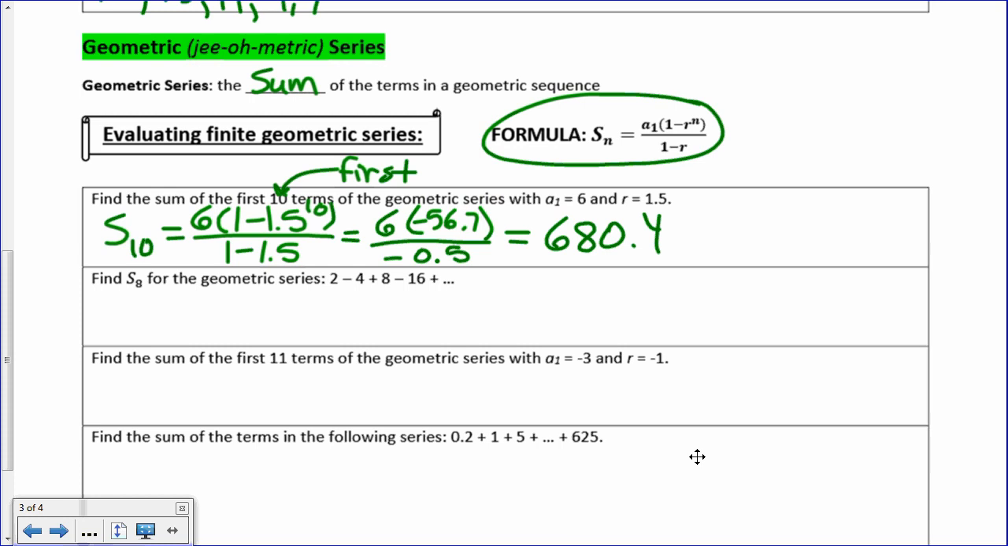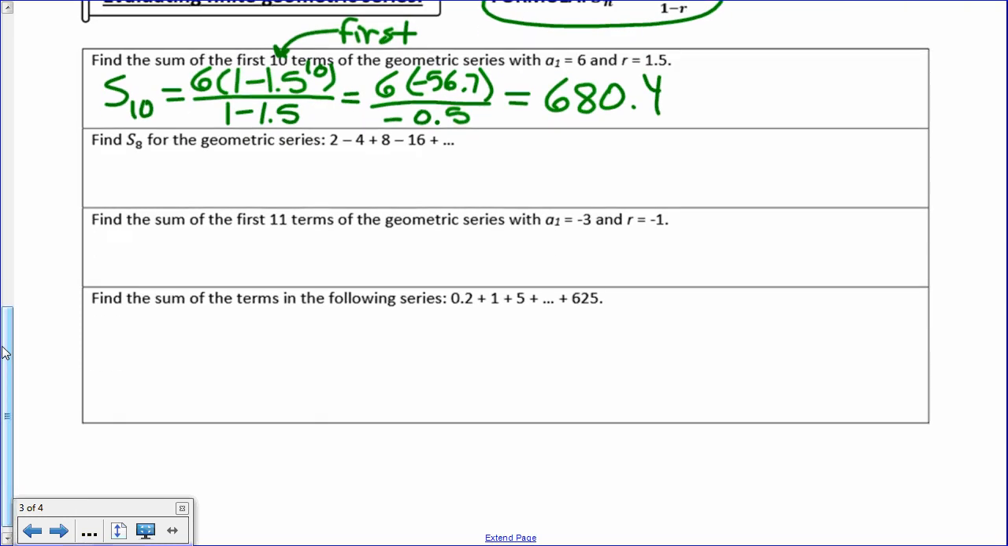Okay, so because this formula is a little bit more messy, you need to break it down into pieces before you try to stick it all in your calculator to make it a lot easier for you. Okay? This next one, find S sub 8 for the geometric series 2 minus 4 plus 8 minus 16 plus dot dot dot. Okay? What do I know?